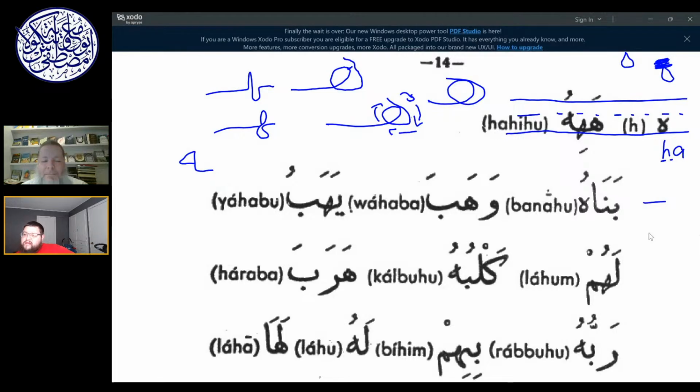Wathaba. They're all going to have the same measure. Wathaba. Not wahaba. You understand the difference? Yep. Yahabu. Okay. Next. Yahabu. Not yahabu, again, you're adding an aleph, but yahabu. There you go.